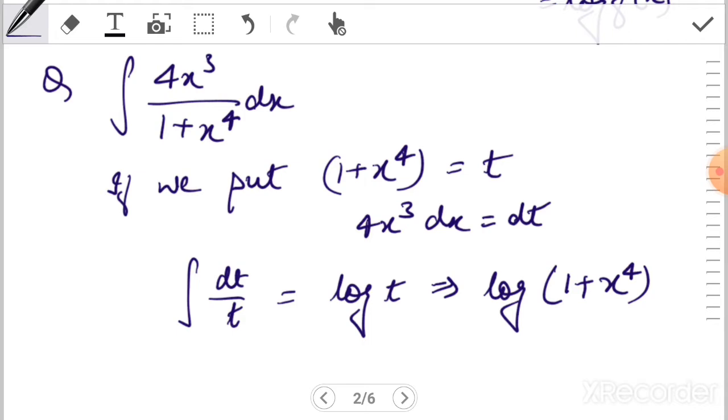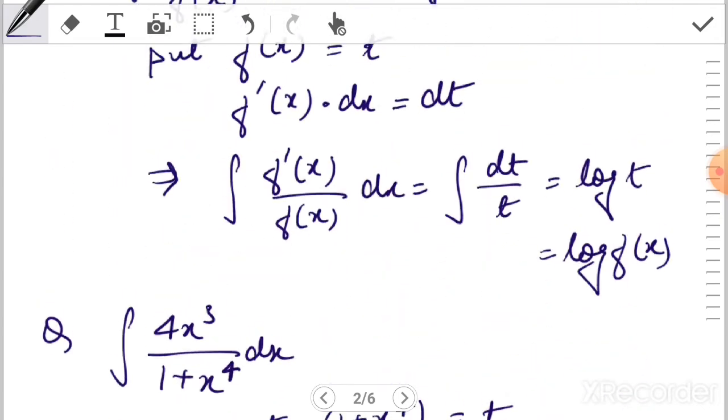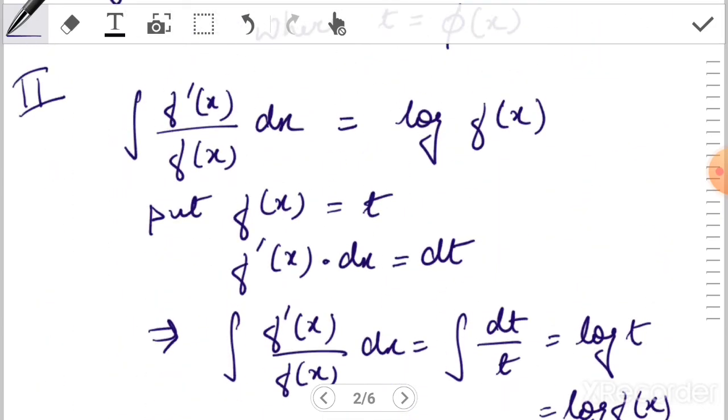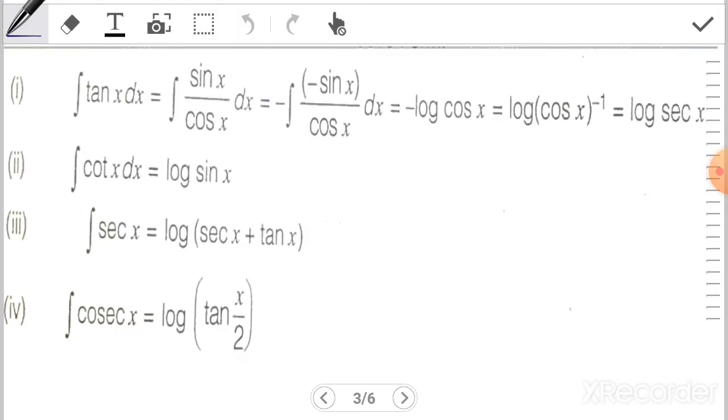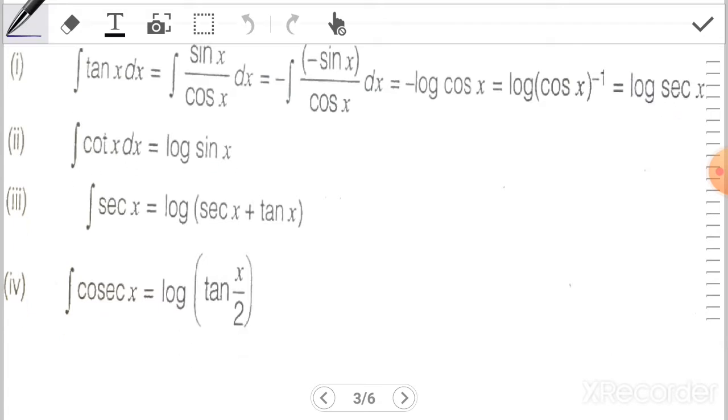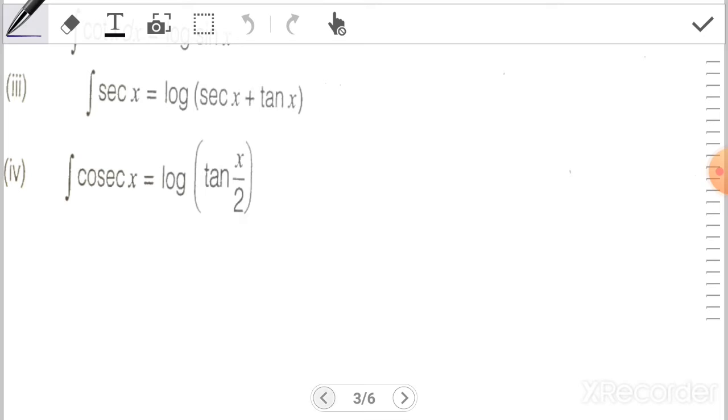So we have some important formulae based on this form. Okay. See, integral tan x dx is equal to integral sin x by cos x dx, which will result in log of sec x, secant x. Similarly, we have other formulae, right?